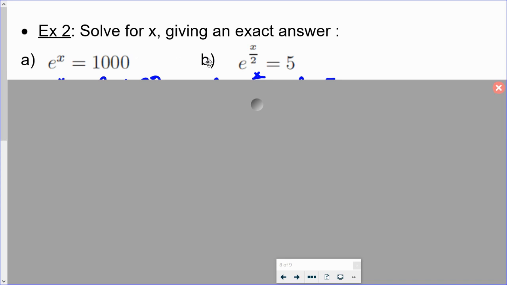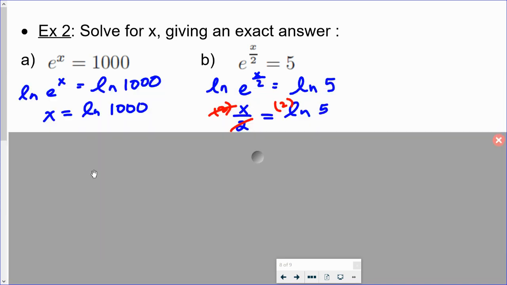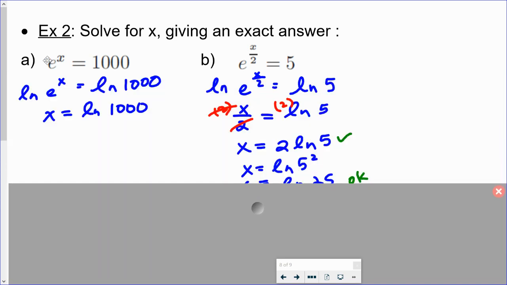We can also use natural logarithms to help us. If I have a base of e, I would probably want to use the natural logarithm. So if we look over here, I can take the ln of both sides. I'm going to take the ln of e to the x, that just gives me x. And when I take the ln of 1000, that is my answer. I don't need to plug that into my calculator because we wanted an exact answer. You do have a ln button on your calculator, but we want an exact answer here.